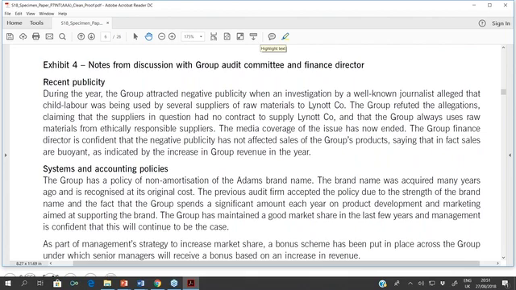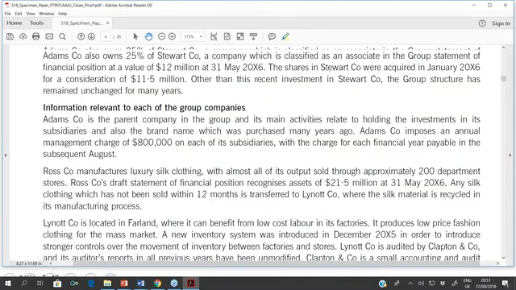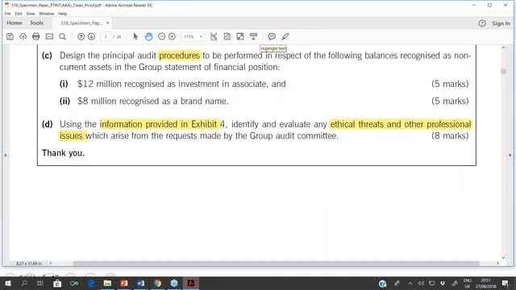I will not be using the information of exhibit 4 in parts A and B. I'll be using the information of exhibit 4 just for requirement D, because requirement D says using the information provided in exhibit 4. So exhibit 4 is only for the D requirement: identify and evaluate any ethical and professional issues. The format is the same as the previous question number 1. The only thing is that the examiner has divided the information into 4 exhibits, into 4 annexures.